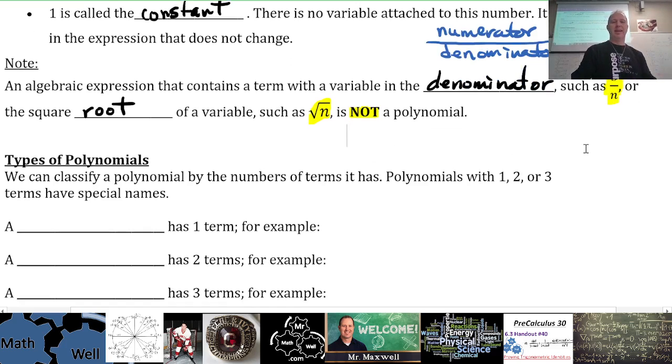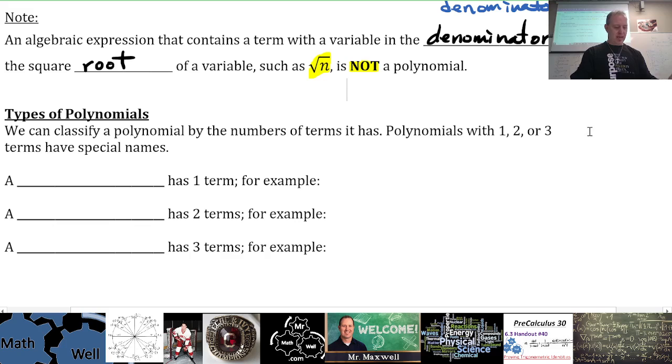Good job. All right, types of polynomials. Let's talk about the types of polynomials. There are 3 general categories that we're going to be focusing on. Polynomials that have 1 term, 2 terms, and 3 terms. Of course, a polynomial could have a billion terms, just different terms added or subtracted together, right? So we could have many, but we're going to focus on the first 3.